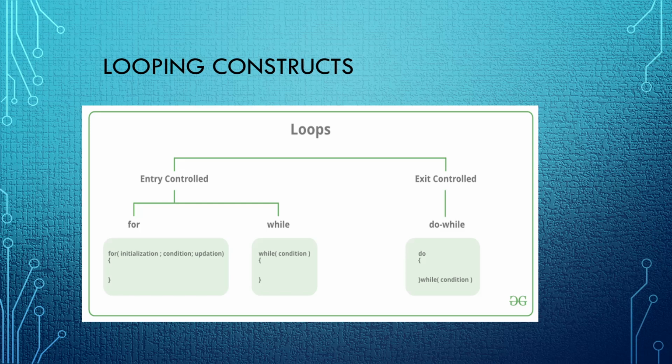The other entry controlled type is the while loop. While loops are used in situations where you do not know the exact number of iterations before loop execution. The loop is terminated based on the test condition.